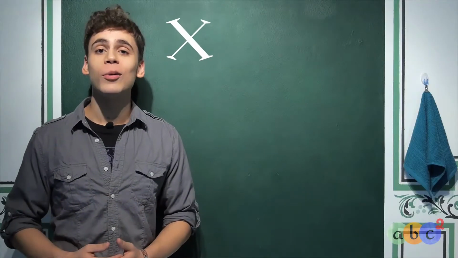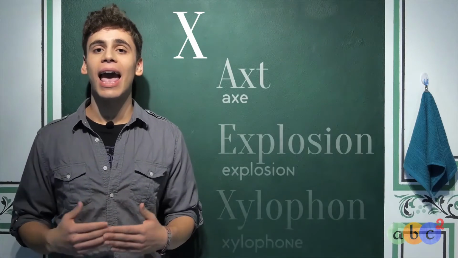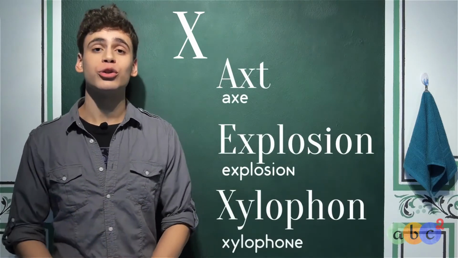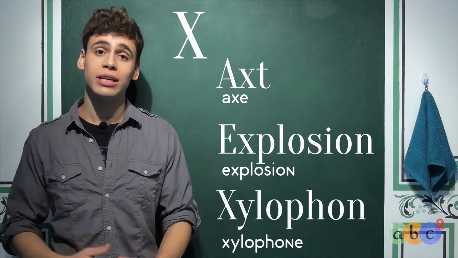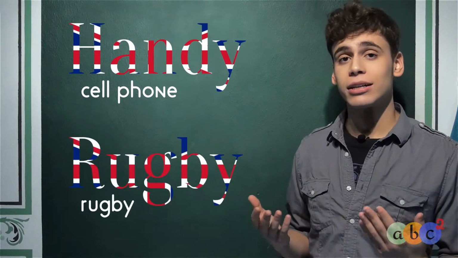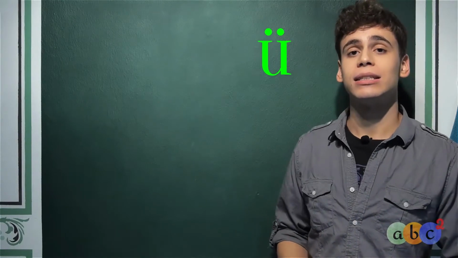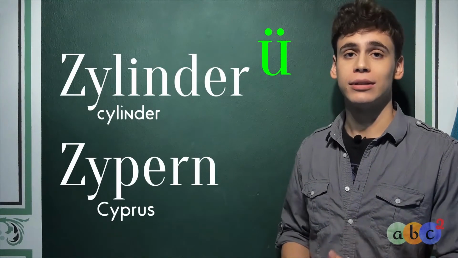The X always gives the distinct KS sound. X. Axt, Explosion, and Xylophone should be enough to show you how to do the pronunciation. The Y doesn't really have its own sound. When put at the beginning of the word, it always sounds like an E. Yacht, Yeti. On other positions, it depends on whether the word derived from English, like handy or rugby. In that case, it again sounds like a regular E. If that is not the case, it is simply being pronounced like an Ü, as in Zylinder or Zypern.